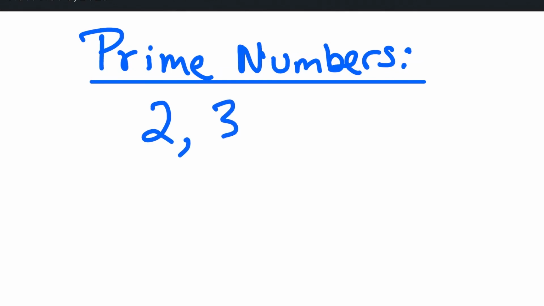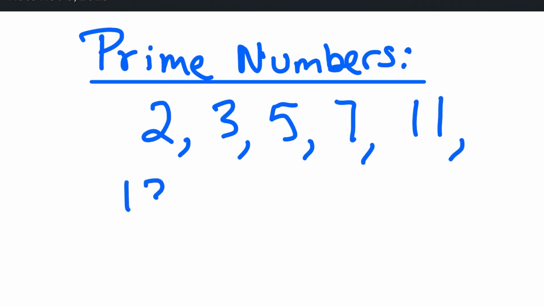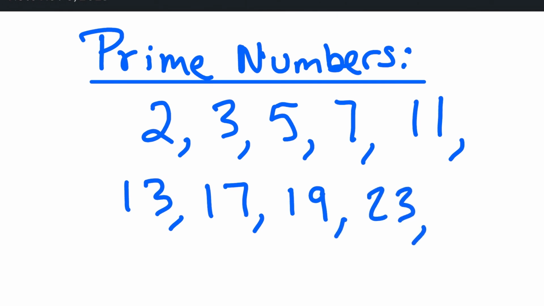3 is a prime number. 5 is a prime number. 7 is a prime number. 11 is the next prime number because 9 is divisible by 3. So the prime numbers so far: 2, 3, 5, 7, 11, 13, 17, 19, 23, 29. That's the first 10 prime numbers.